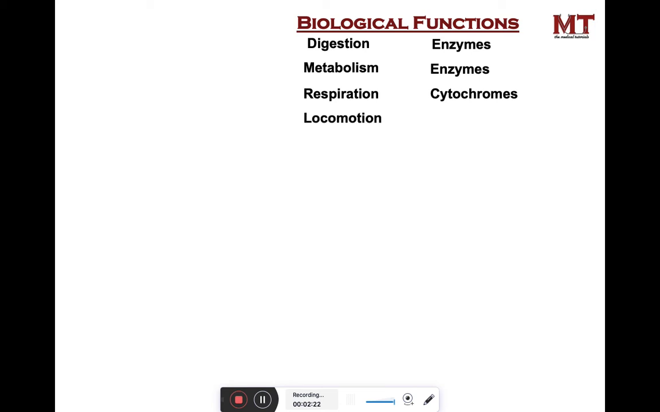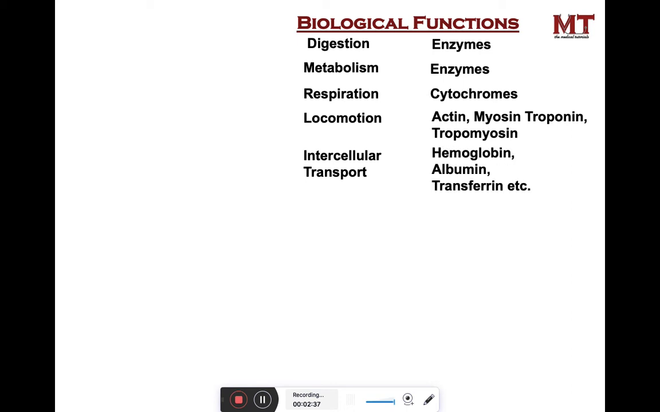Another important biological function is locomotion. Not just locomotion, in fact, any muscular activity is done by the muscle proteins. Various biomolecules are transported in plasma. For example, hemoglobin transports oxygen, albumin transports bilirubin, albumin also transports fatty acids, transferrin transports iron, and likewise there are many proteins in plasma which transport some or the other molecule.